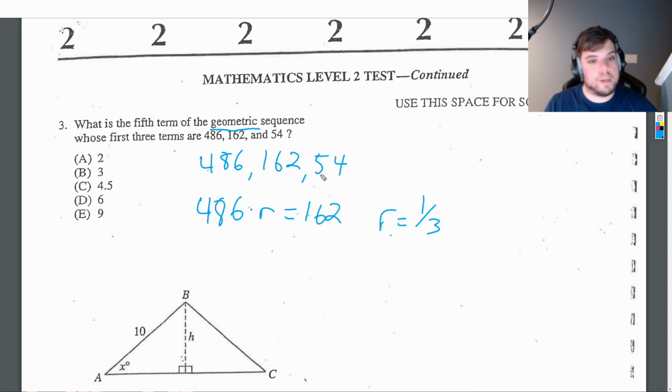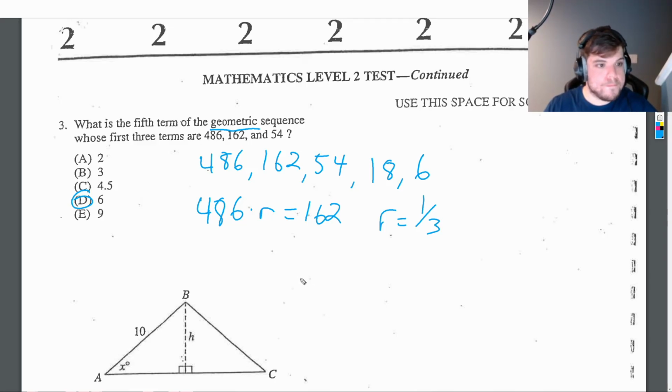So 162 divided by 3 is 54, or 162 times 1/3 is 54, whichever you'd like to say. Okay, so here's our third term. This means that our fourth term is determined by dividing 54 by 3, which you could use a calculator for if you wanted, or you could just think about that, and hey, that's 18. And then the fifth term is when you divide 18 by 3, which would of course be 6, and that is exactly what we're looking for, which means that our answer for number 3 is D.